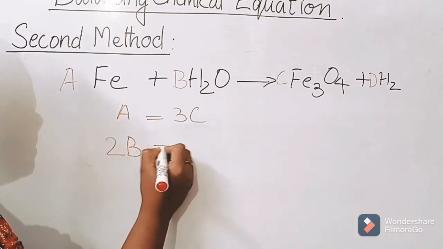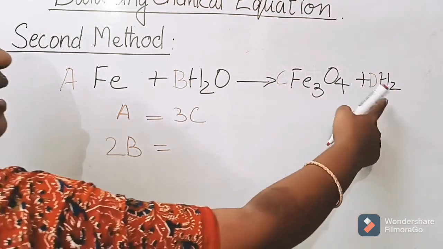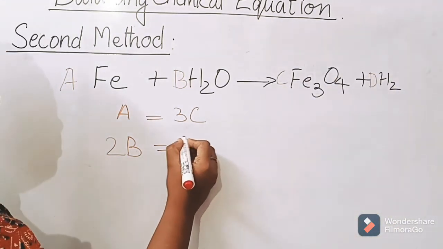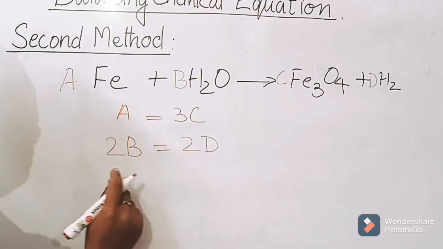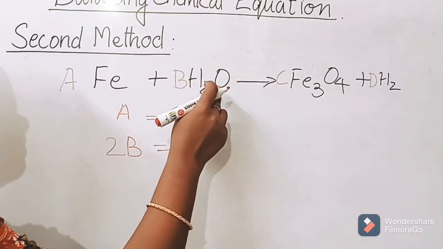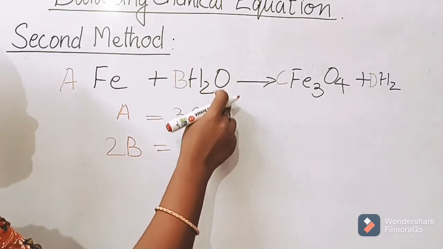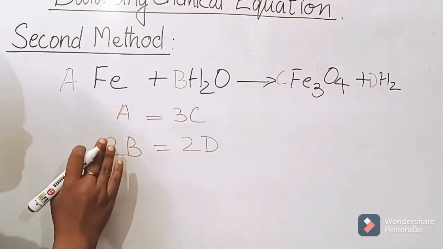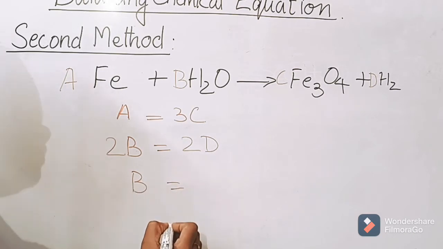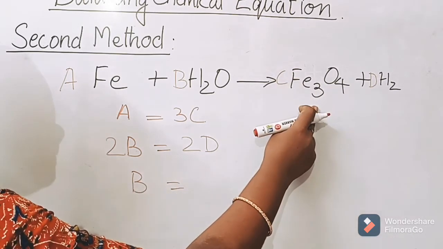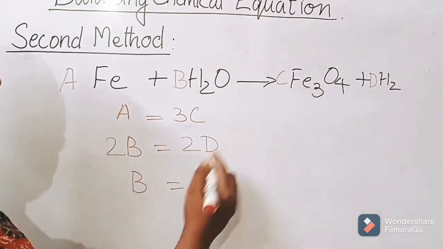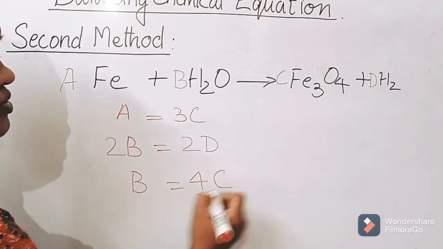2B is equal to how many hydrogen atoms in the product side? 2 hydrogen atoms. So 2D. 2B is equal to 2D. Now, about the oxygen atom. Only one oxygen atom in the reactant side. So B is equal to how many atoms of oxygen in the product side? 4 atoms. So 4 into C.